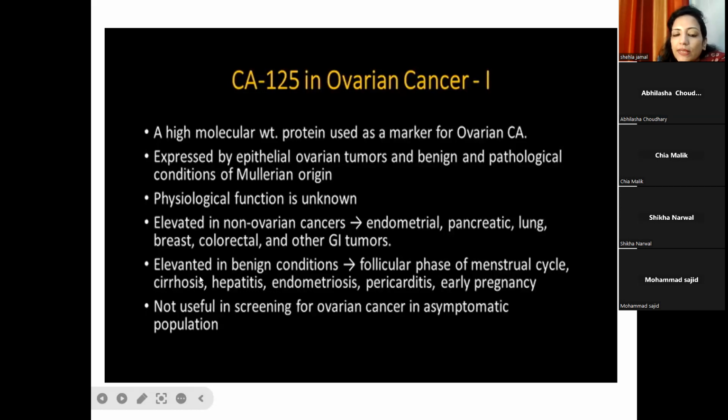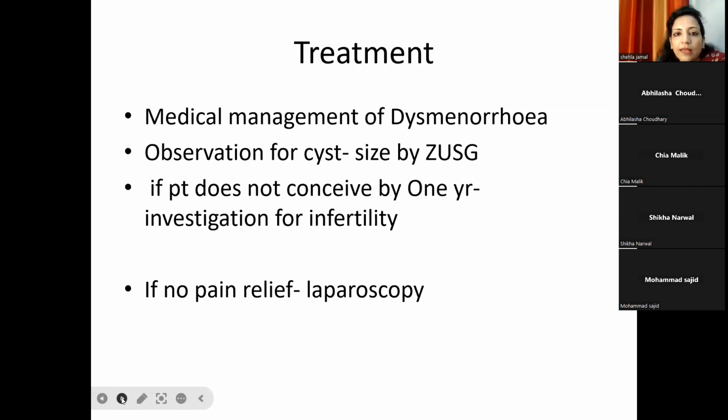It is also elevated in certain benign conditions like the follicular phase of the menstrual cycle, cirrhosis, hepatitis, endometriosis, pericarditis, and early pregnancy. So it is not useful in screening for ovarian cancer in an asymptomatic population, because it is very famous and a favorite with quite many of us.